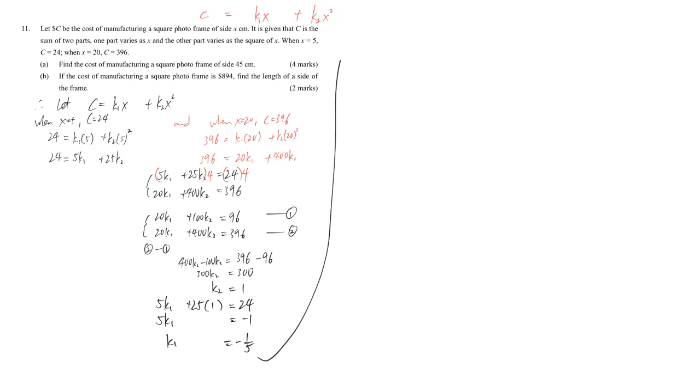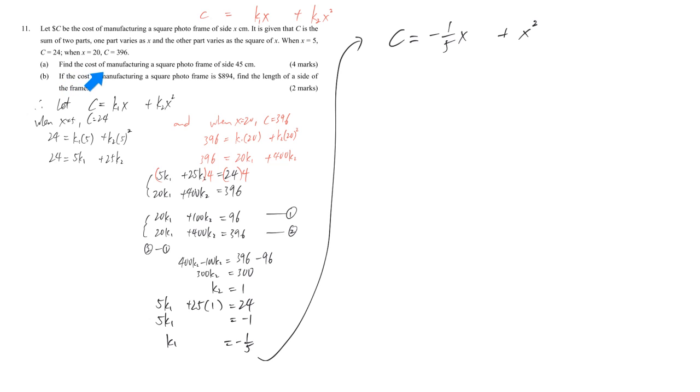After you get it, the first mission is to make sure you write down what C is. Originally, we just knew the structure. But after two given cases, we know the exact multipliers, k1 and k2. So we are going to replace them. k1 is negative 1 over 5 times x. And then k2, we have 1 times x squared. This is the equation of C. Or usually we just write x squared instead of 1x squared.